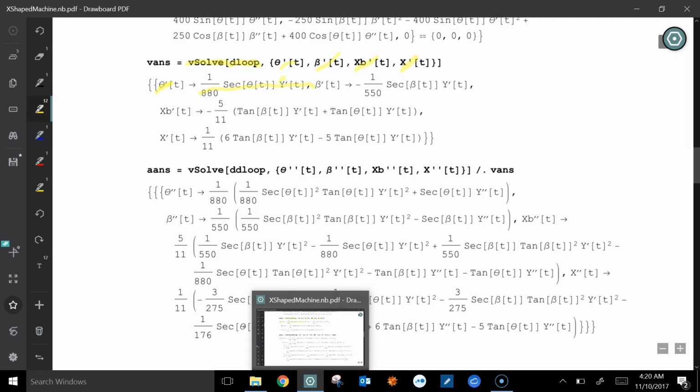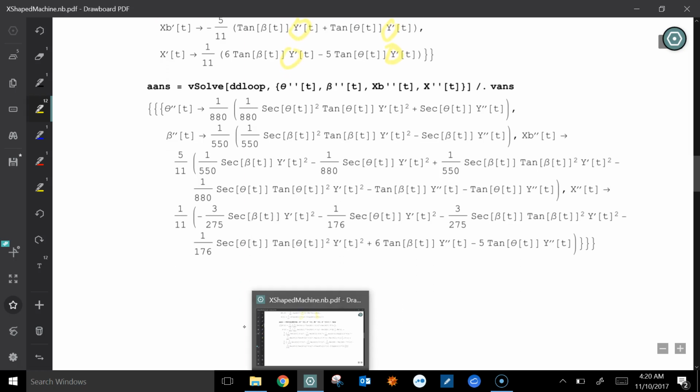If you notice, the only thing in here that is not known is y tick, y dot. There's a y dot, there's a y dot. That's because you have to know that particular value. So I'm going to put in those numbers here in a second.